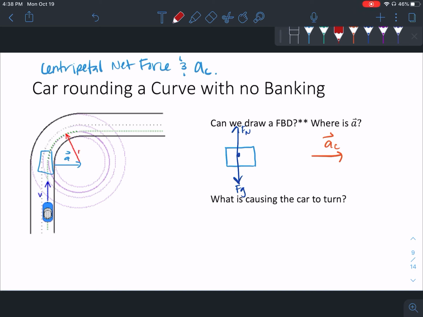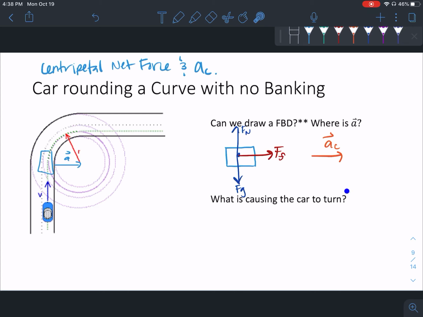And so we can say that there is some force of friction towards the inside. You can think about it as your wheels turn, we're changing the direction of that friction, and the direction of that friction is going to be in the centripetal direction. So I'll be answering this down here: what is causing the car to turn when we are not banked? What's causing the car to turn is completely the force of friction.